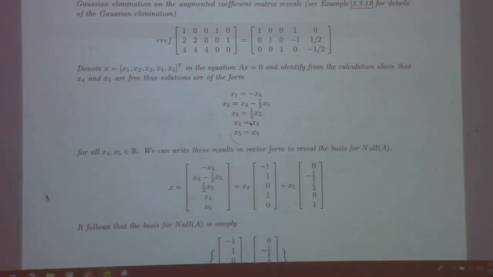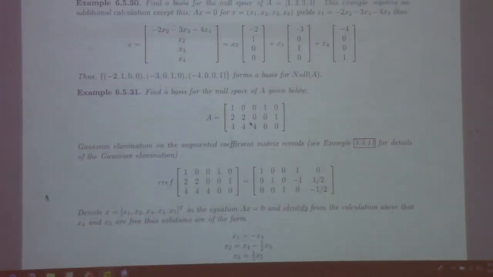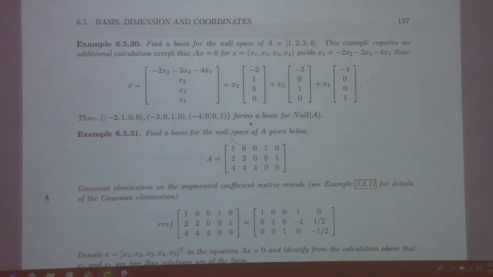How about the previous example? We had 4 columns. What was the dimension of the column space for 1, 2, 3, 4? Dimension of the column space is 1, because you can take the number 1, and 2, 3, and 4 are scalar multiples of that. Right? What's the dimension of the null space? 3. So what's the relation? Dimension of null space plus dimension of column space is what? Again, number of columns.